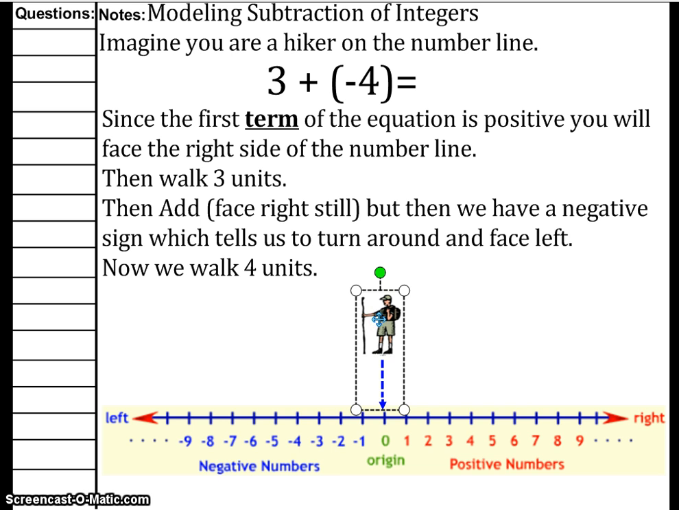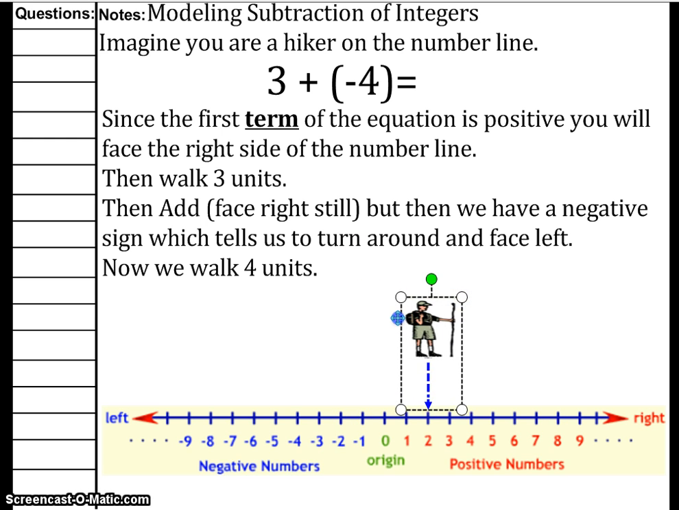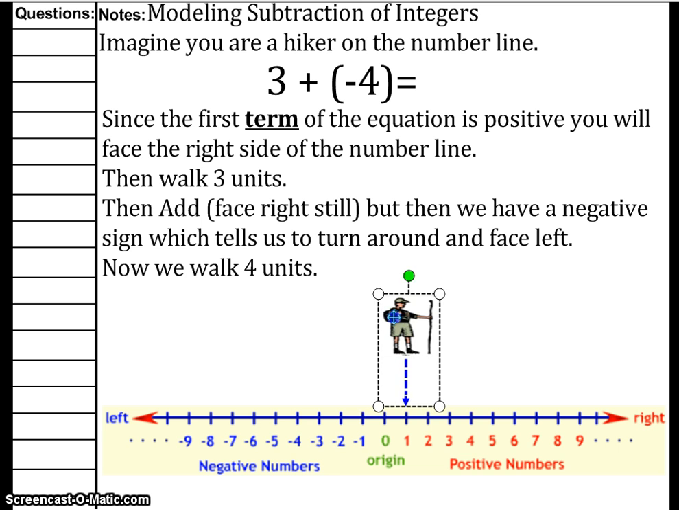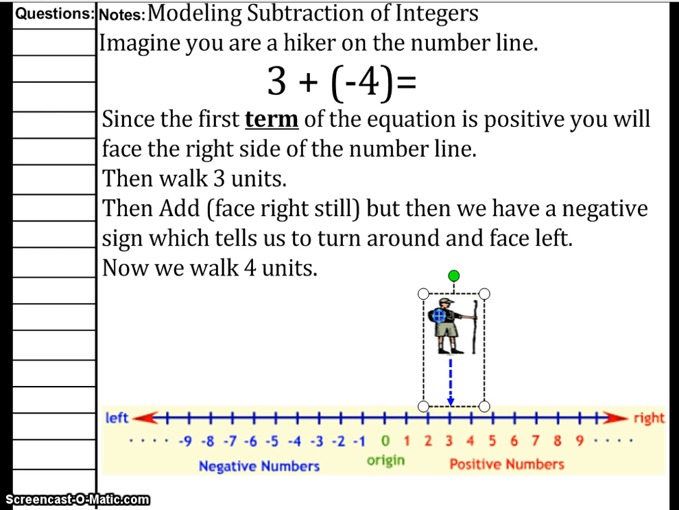We're going to hike along the number line using a review problem from yesterday, which is 3 plus -4. So since the first term of the equation is positive, you will face the right side of the number line. So let's go ahead and turn our hiker guy around so he's facing the positive side of our number line. Make sure he's on 0. And then we're going to walk 3 units in that direction that he's facing. So 1, 2, 3. And we land on positive 3.